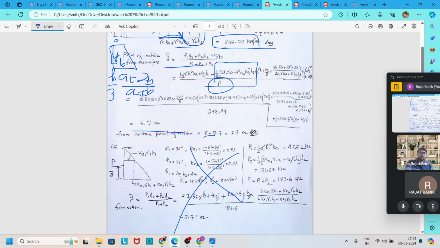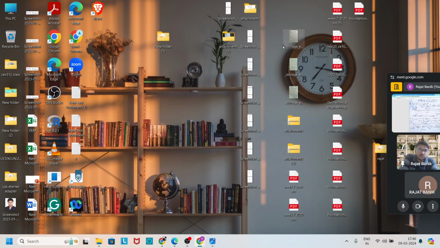And the CG from the base becomes 2.3 meter. Answer.